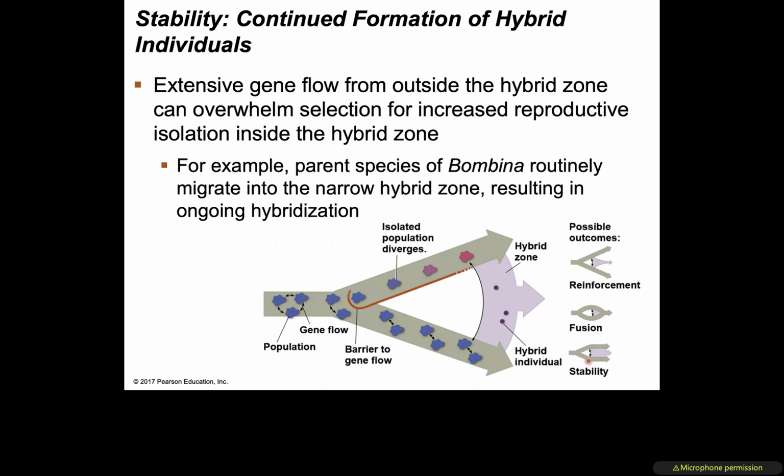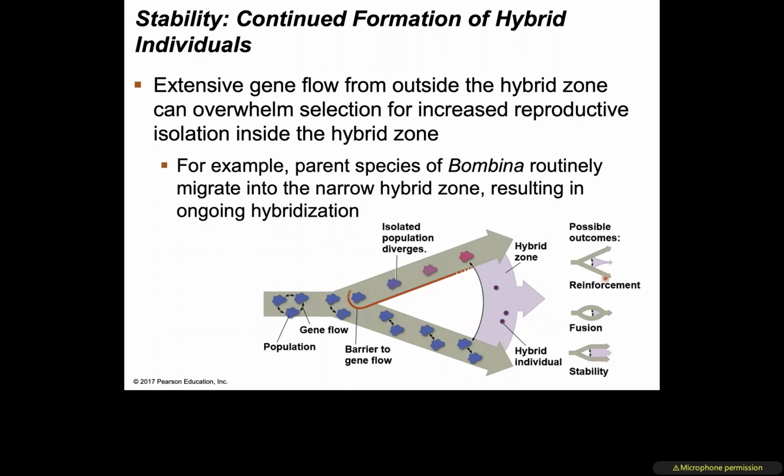In that situation of stability, parent population A is successful and does well. Parent population B is successful and does well. The hybrids in between are successful and do well. So population A and B can continue to hybridize, but the hybrids are also equally successful. So you will find a situation of stability within that hybrid zone.